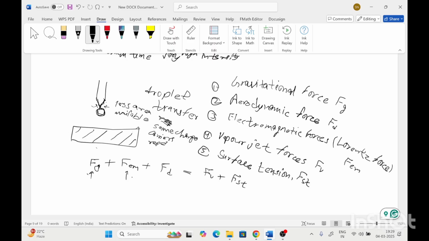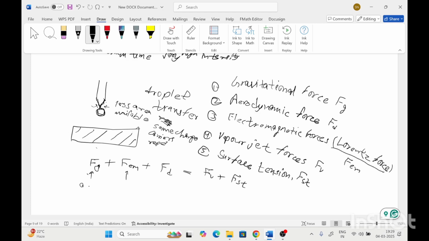The force generated in the constriction of the charge carriers is known as the Lorentz force. So the Lorentz force will also help in transferring the droplet to the workpiece.